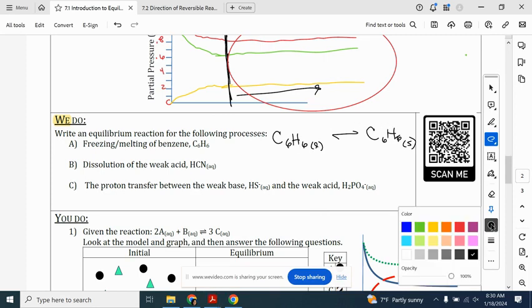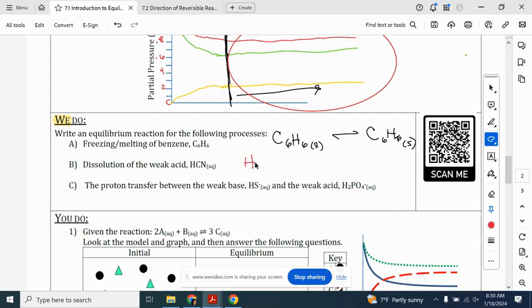All right, let's switch pen colors here just to be fun. Dissolution of HCN aqueous. So HCN aqueous. What's dissolution mean? Yep. We're going to take it out of an aqueous situation and we're making it solid.